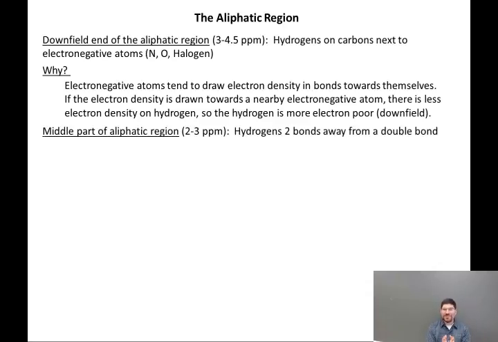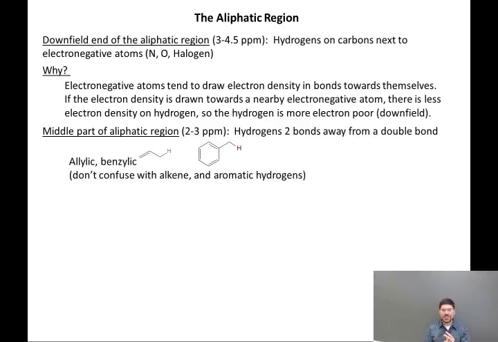The middle part of the aliphatic region is the region between 2 and 3 ppm. And the common trait about this region is that it contains hydrogens 2 bonds away from a double bond. So we're talking about allylic and benzylic hydrogens. Now don't confuse these with alkene and aromatic hydrogens that are further downfield. Those are 1 bond away from a double bond. These are 2 bonds away from a double bond.